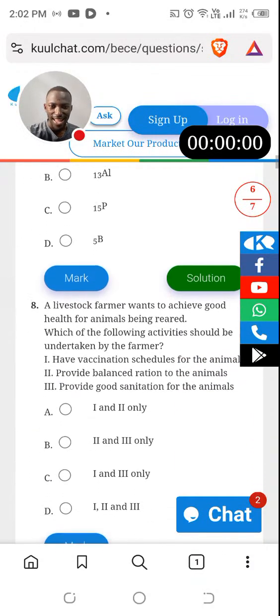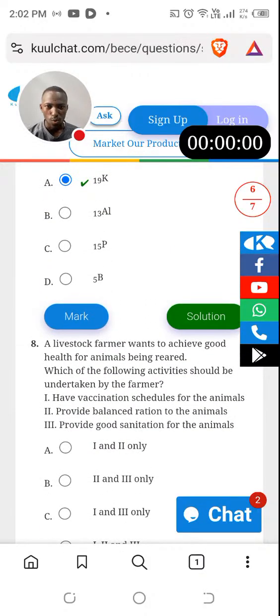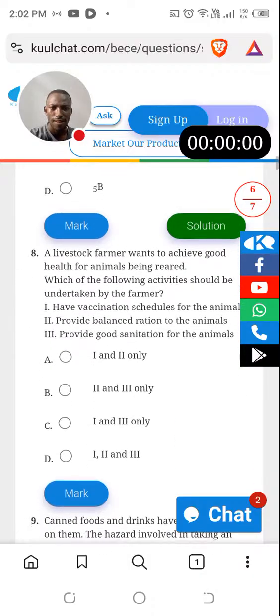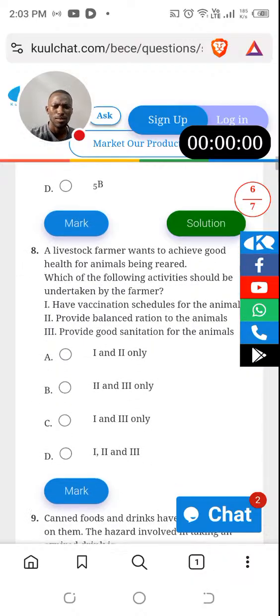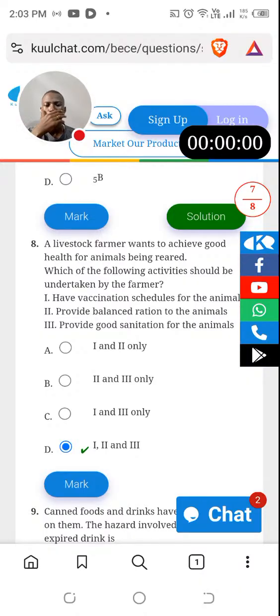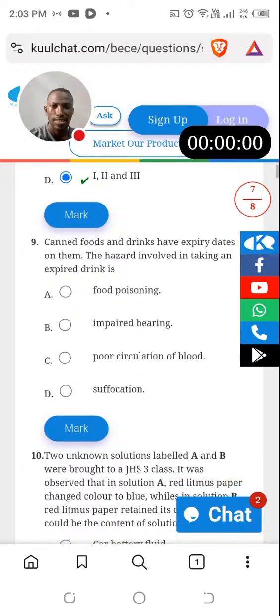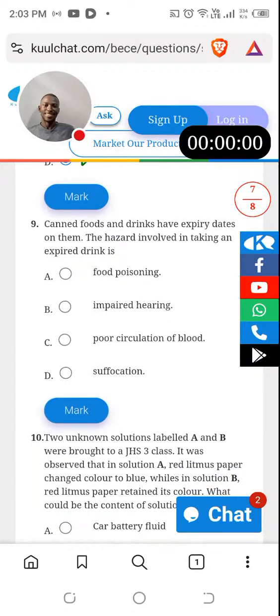Our next question. A livestock farmer wants to achieve good health for animals being reared. Which of the following activities must be undertaken by the farmer? I. Have vaccination schedules for the animals. II. Provide balanced ration for the animals. III. Provide good sanitation for the animals. Good health. Wow, all the 3 make sense. Good, so we've gotten D. So we've gotten 7 out of 8.